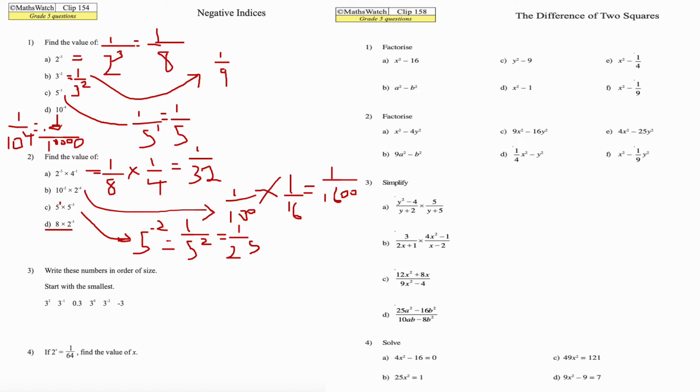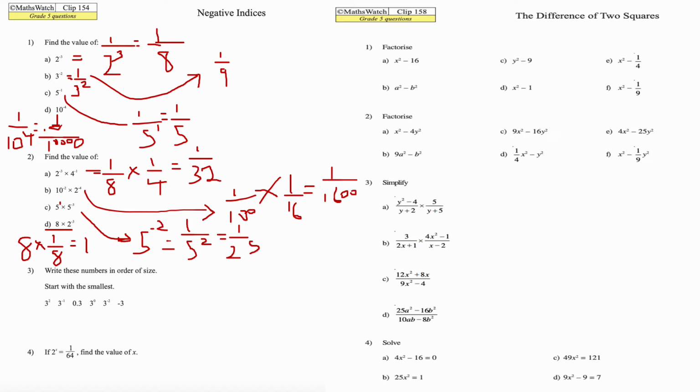This one here, 8 times 2 to the minus 3. Well, 2 to the minus 3 is actually 1/8. So I'm doing 8 times 1/8. If I times something by its reciprocal, I'll always get the answer of 1. So this is a little random fact here, that if you multiply a number by its reciprocal or a number by its inverse, you will always get 1.